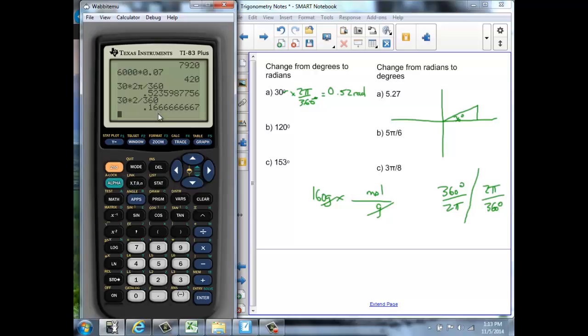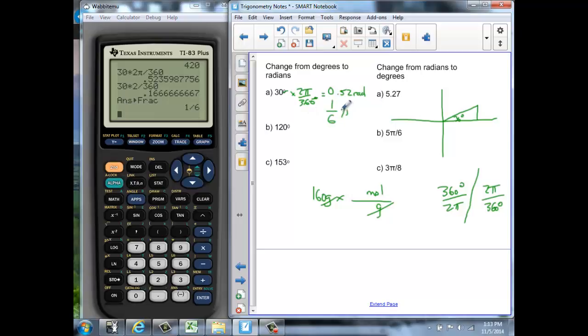Now take this number, and do you know how to make it a fraction? Go math, and then fraction. Oh, 1/6 pi? Is that what you call it? This is where I want to go with this. This is actually better referred to as 1/6 of pi. It should get you a fraction. The only reason it wouldn't give you a fraction is if you leave pi in your calculator.